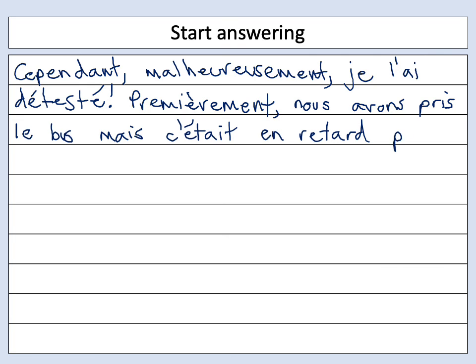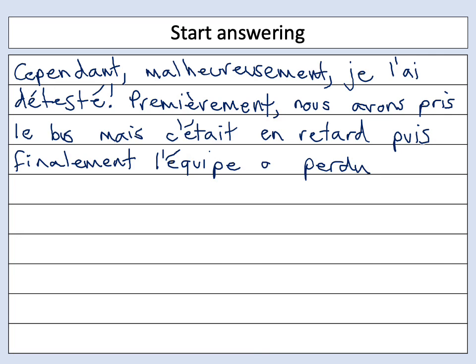So then, why don't we do it all just in one go? Puis, finalement, and we want to say the team lost. So, l'équipe. Now, we'd already had that we knew the word perdu. We're going to treat the word for team as if it were like he or she or it, and we need a little a in there.